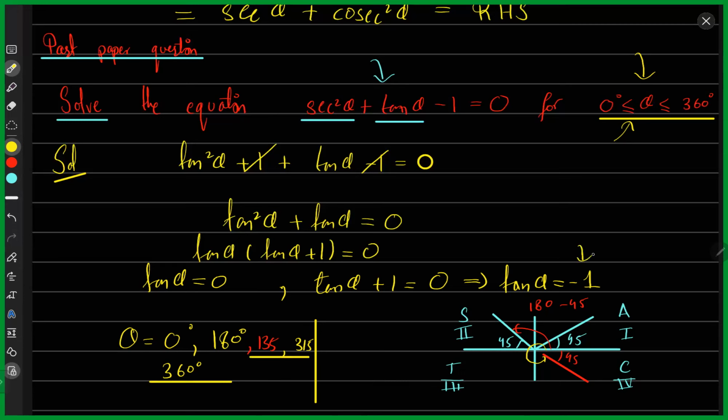When it's -1, you need to know it would basically be the second and fourth quadrants for tan, because tan is negative in those quadrants. And this is how we do it. All right. Okay. So this was another question. It was just like a past paper question.